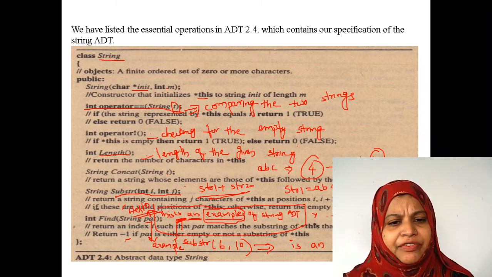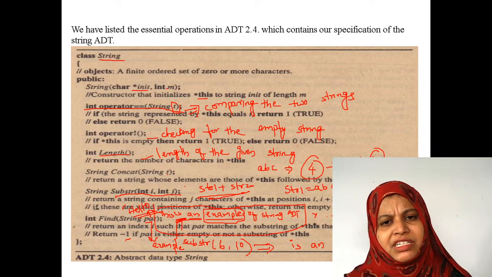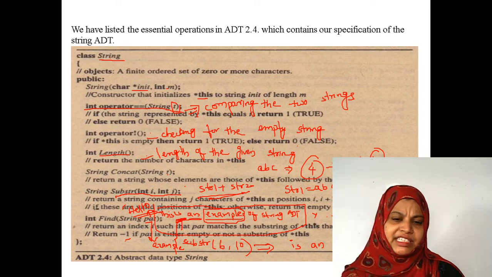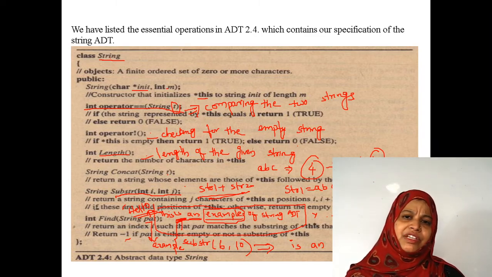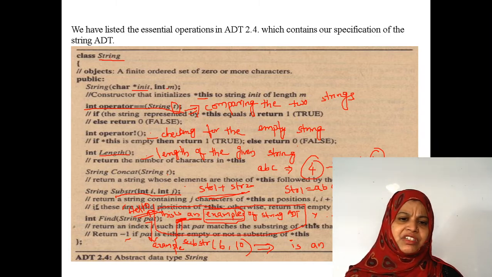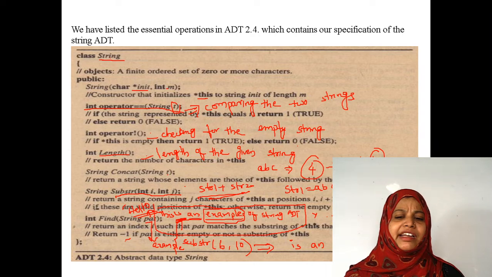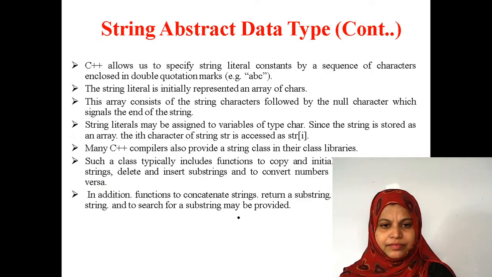Here in the string ADT, the first one is comparing two strings, the second one is checking whether the string is empty or not, the third one is checking the length of the given string, the fourth one is the concatenation of two strings, the fifth one is finding the substring, and the sixth one is finding whether any string is present in that particular string ADT or not. All these types of operations we are going to carry out on the string ADT, right.